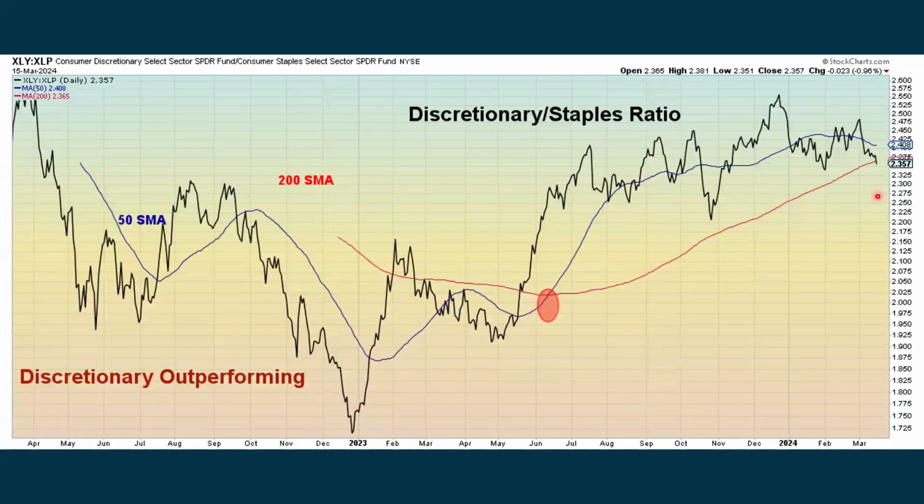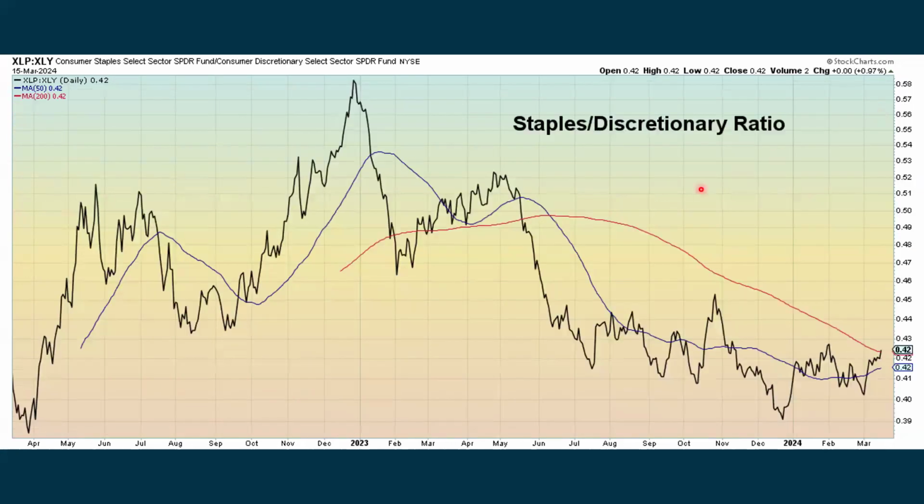This is discretionary, the things that make life fun, compared to staples, the things that you have to have. It's still in a longer-term uptrend, but we have been seeing discretionary showing some weakness lately. In a more solid environment, we want to see this discretionary outperforming staples. This is showing how staples is underperforming discretionary, but seeing a recent bounce.